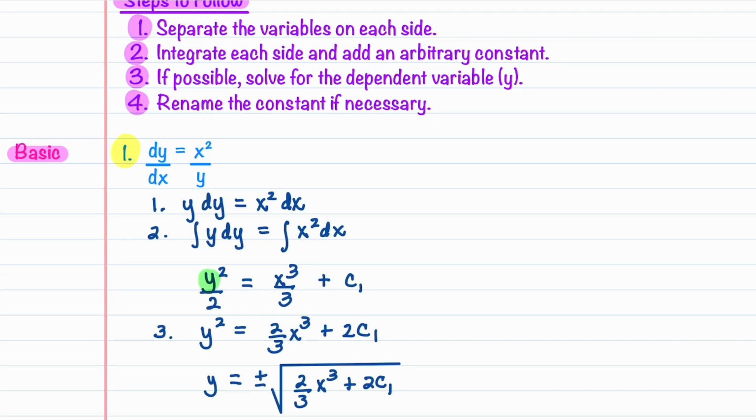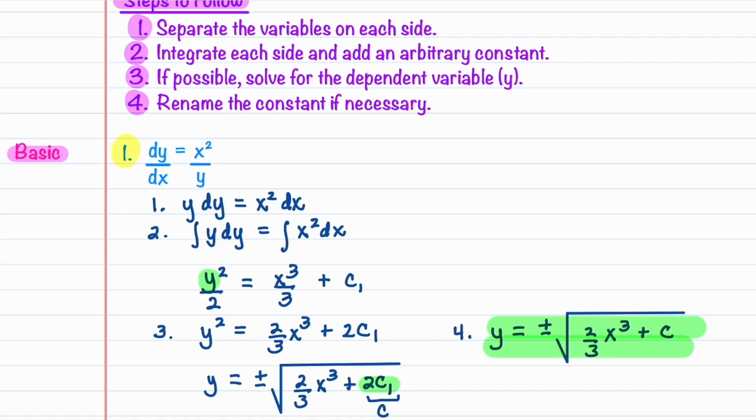Now let's look at step 4. Step 4 is that we are going to rename the constant if necessary. Let me highlight our constant here. Our constant is 2c1. I am going to relabel this as c. So in step 4, we can have the nice solution y is equal to plus or minus the square root, and inside we have 2/3 x cubed plus c. And that's our final solution.